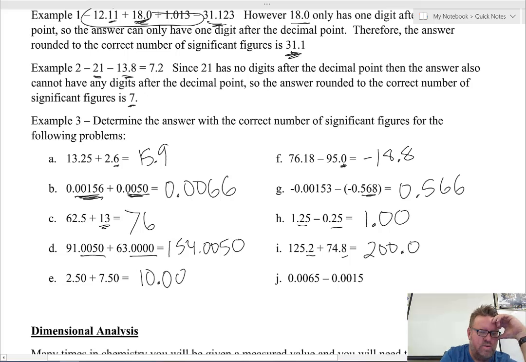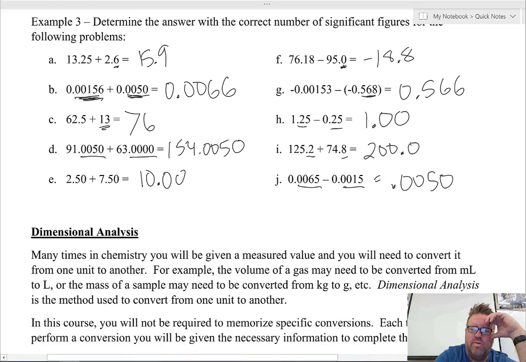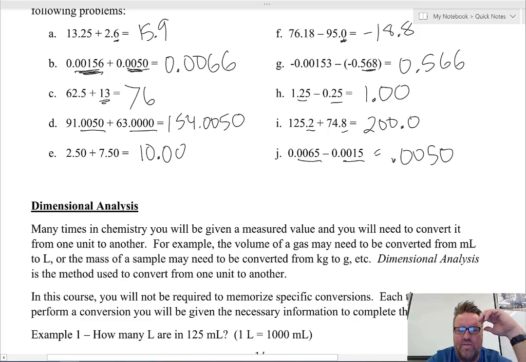200.0. Okay, and then the last one, 0.0065 minus 0.0015 equals 0.005 on the calculator, but this has 4, this has 4, so again we've got to put a 0 right there, so we have 4 after the decimal point.